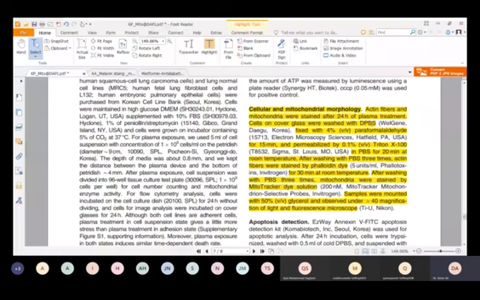Cellular and mitochondrial morphology. This is basically the staining. Actin fibers and mitochondria were stained after 24-hour plasma treatment. Cells on cover glass were washed with DPBS, fixed with paraformaldehyde for 15 minutes, and permeabilized by Triton X-100. After washing with PBS 3 times, actin fibers were stained by phalloidin dye. This is the staining they used for the actin fiber staining.